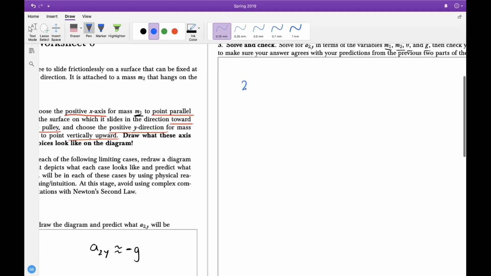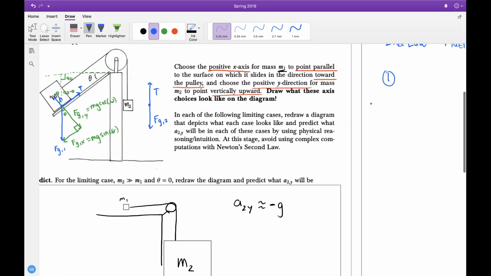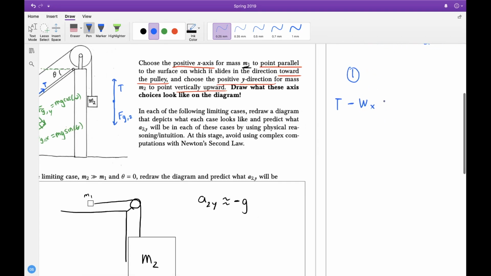So we're going to do Newton's second law. F net equals ma. So for the first object, mass 1, we can say F net equals ma. So the two forces for the first object in the x direction are T, tension, going this way. And we also have this x component of gravity going in the negative x direction. So T minus the weight in the x direction equals the mass of object 1 times the acceleration of object 1. Okay?